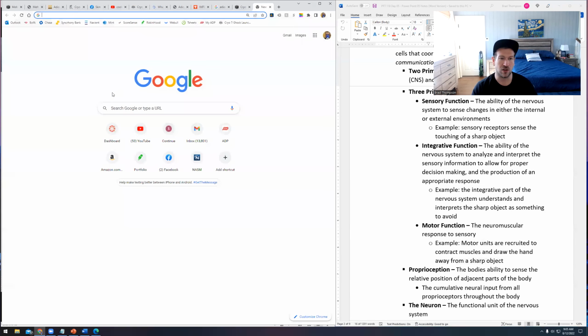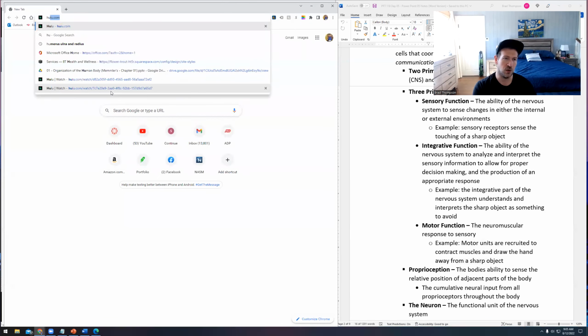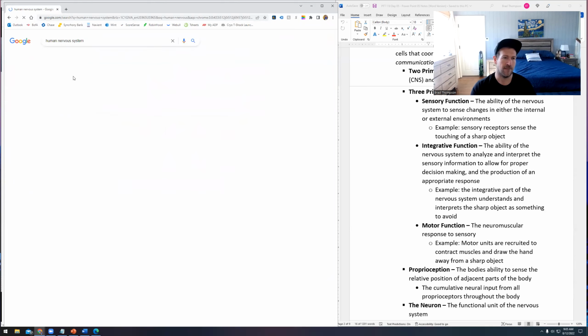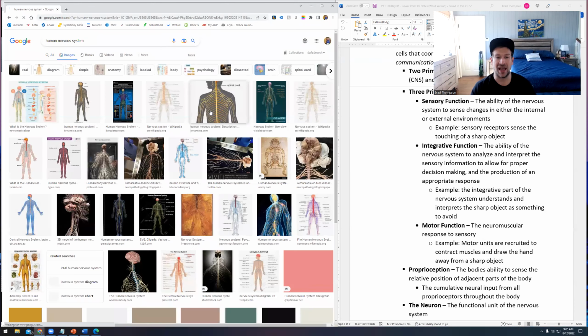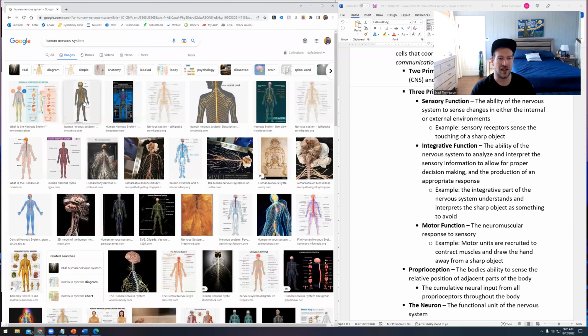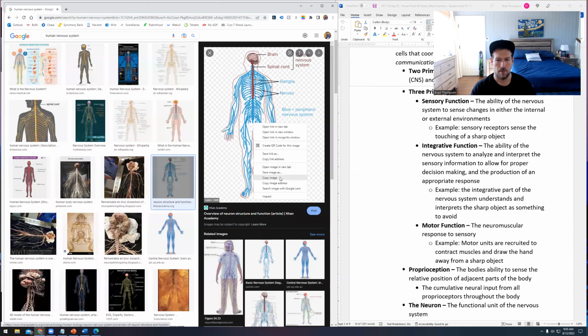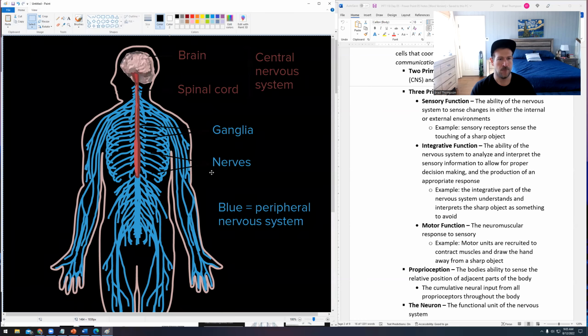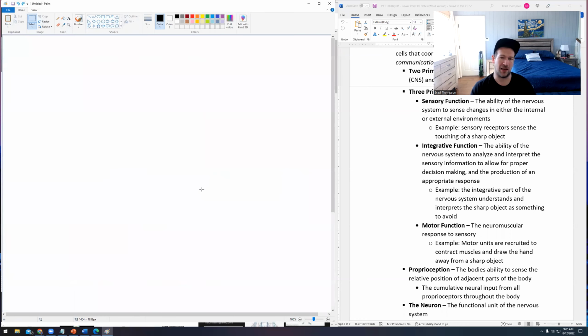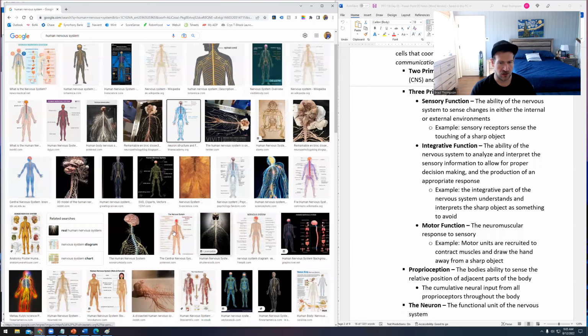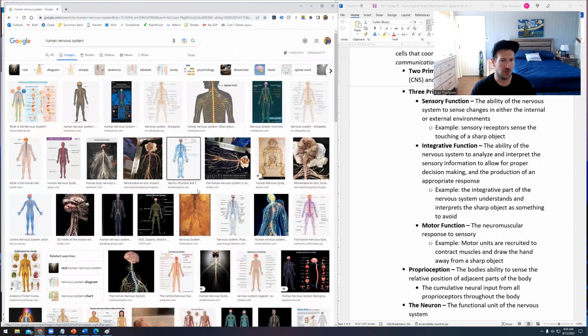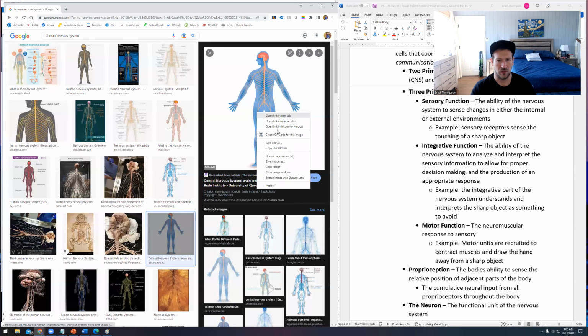So again, if we look at the human nervous system here, and we look at the ideas of integrative versus, actually this will work really well. Oh, black background. Can't do that. I need a blank one. There we go. That'll work.